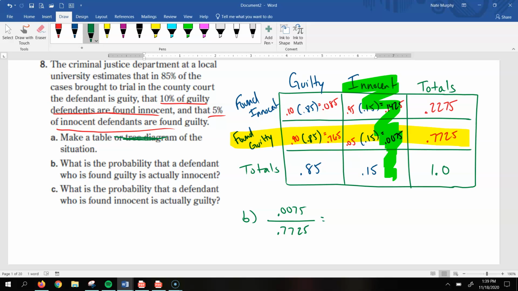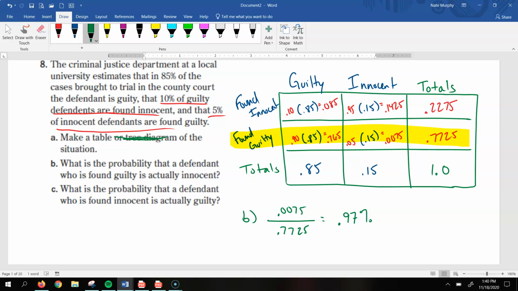And when you divide those, we're going to end up getting 0.97%. Now on your calculator you get 0.0097, but when you move the decimal to the left 2 places, you get 0.97%, or if you just rounded it to 1%, it's really close to 1%, you could do that too. Alright, so let's look at part C.